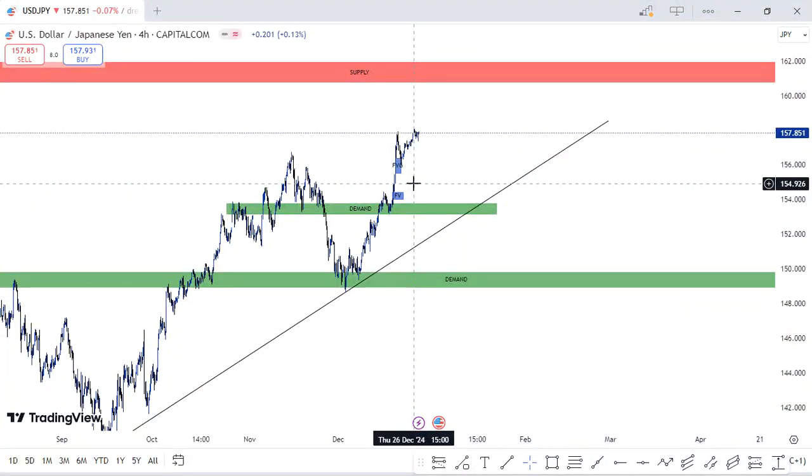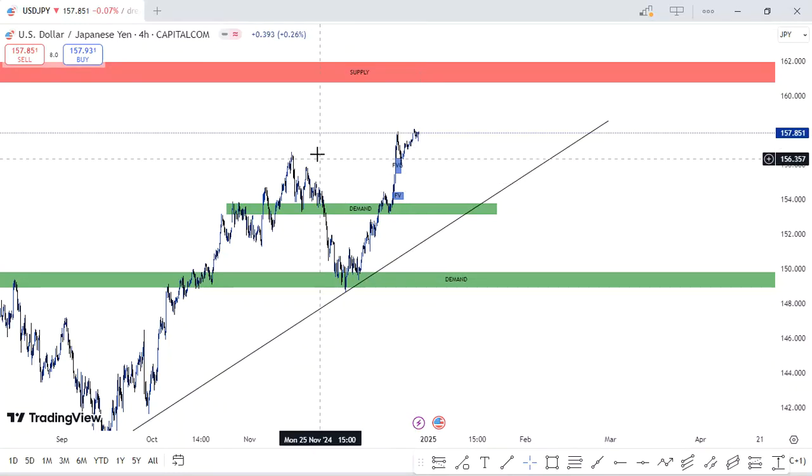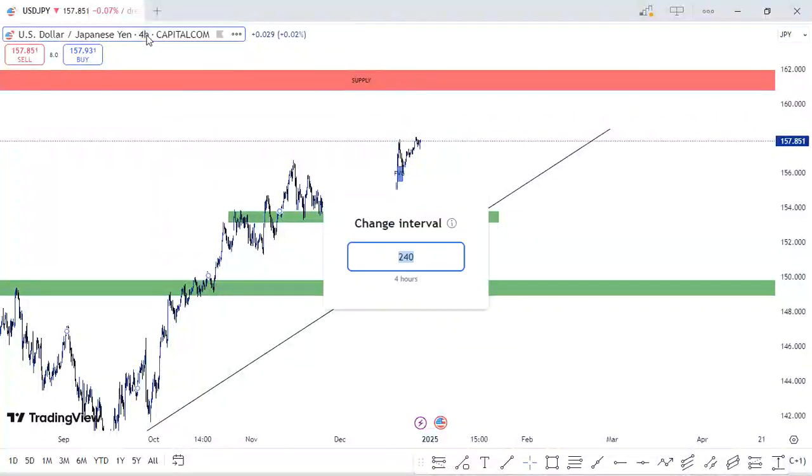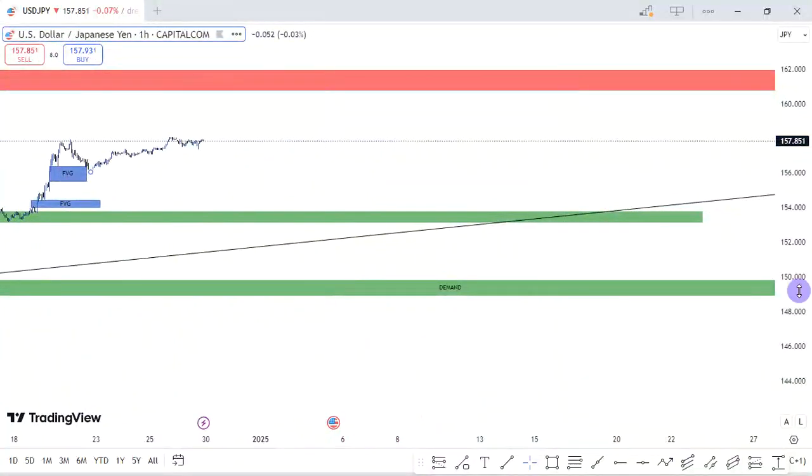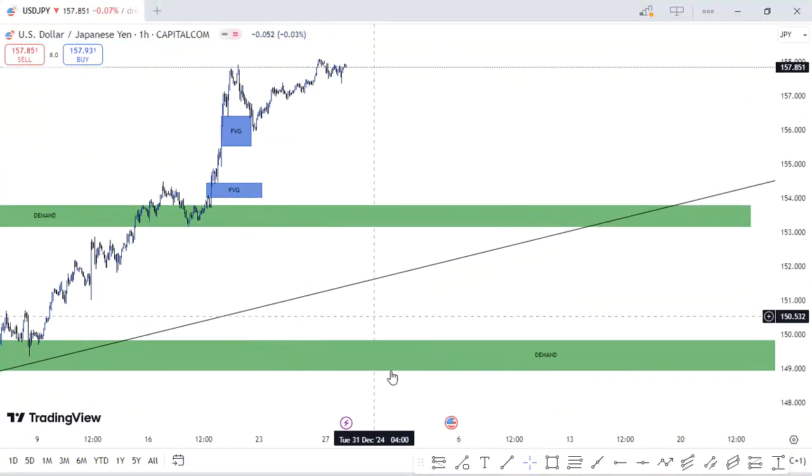So now what we'll do is this. We'll go down to the 1 hour time frame. Okay, go down to the 1 hour time frame, and then look at what to do from this 1 hour time frame.